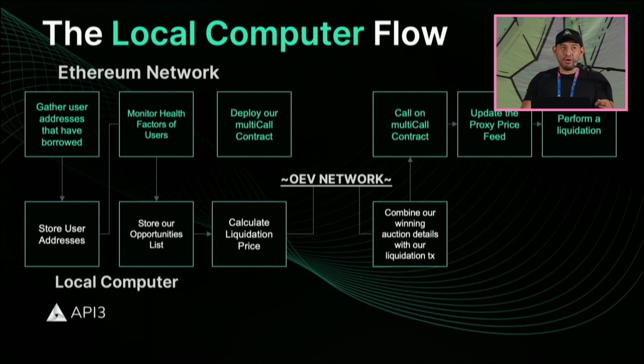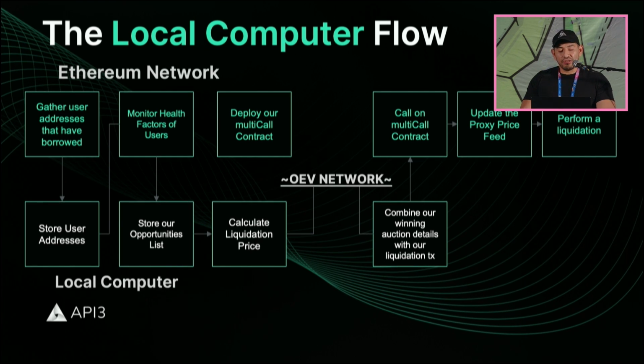Then we use that information to monitor the health of all the positions on the lending DApp. So we have to call the lending DApp and get the health factors of all the users that have any positions. Now we store that information locally on our machine for all the health factors that are about 1.1, right? For each one of those, we calculate the liquidation price, and then we place a bid.